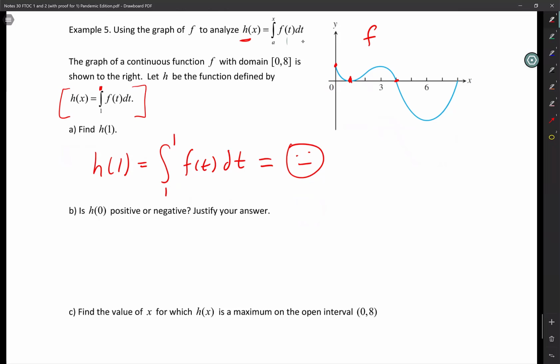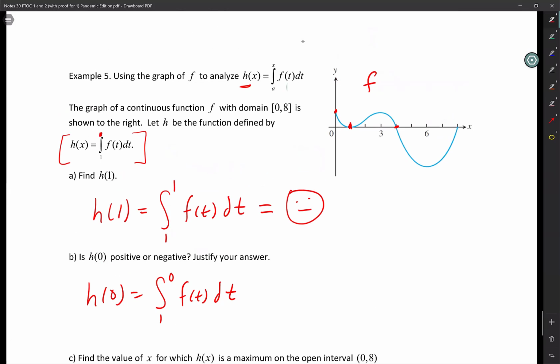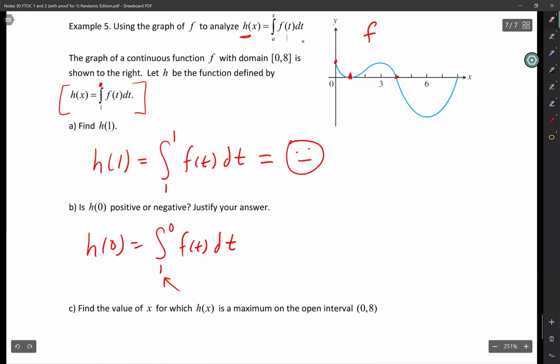Is h of 0 positive or negative? Justify your answer. So I'm going to go h of 0 equals the integral from 1 to 0 of f of t dt. And I don't have an equation for this curve. They don't tell me it's a semicircle, so there's no way I can calculate it at the moment. All I care about is, is it positive or is it negative? Look where you're starting. You start at 1 and you end at 0. Am I counting backwards? So this is going to be negative because you're counting backwards.